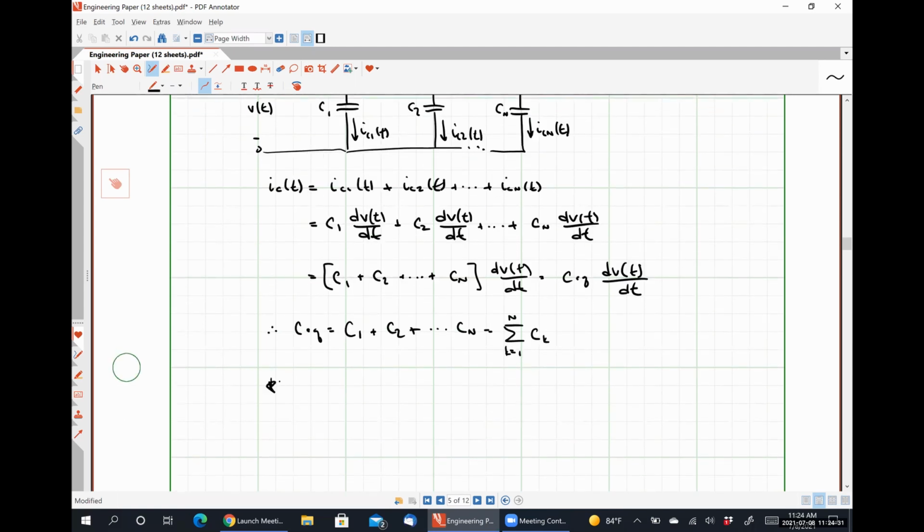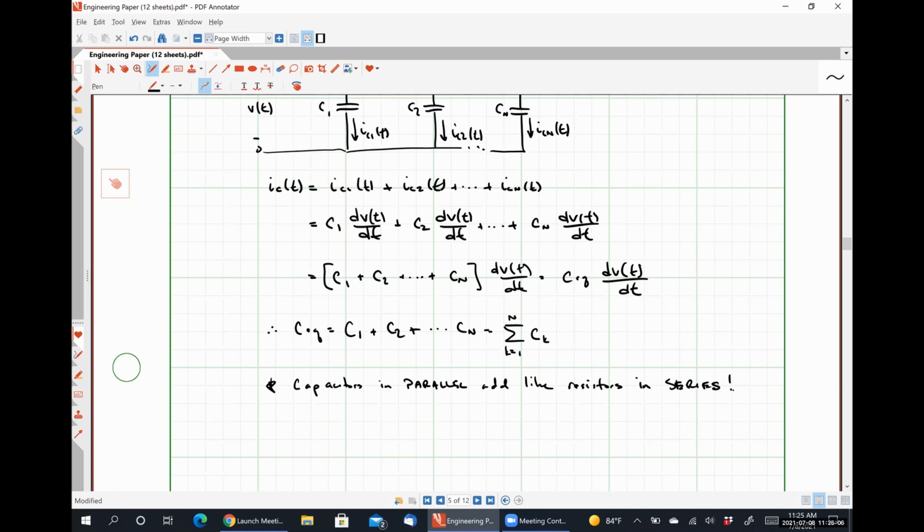or capacitors in parallel add like resistors in series. So that is how we can combine and find equivalent capacitances in networks that contain more than one capacitor.